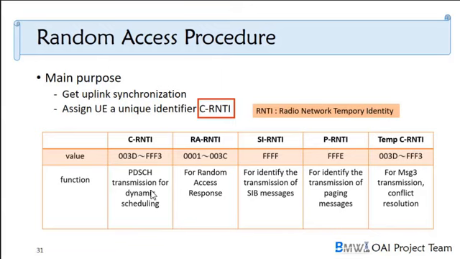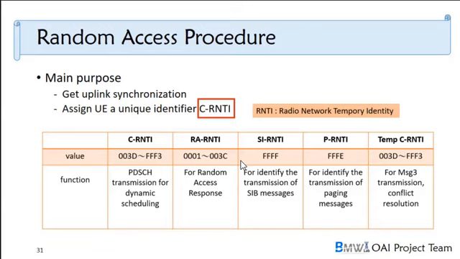And C-RNTI is for PDCCH transmission for dynamic scheduling. And RA-RNTI is for the random access response. I will tell this later. And SI-RNTI is for the SIB message. And P-RNTI is for paging. And temp C-RNTI is for message 3 in the RA procedure.